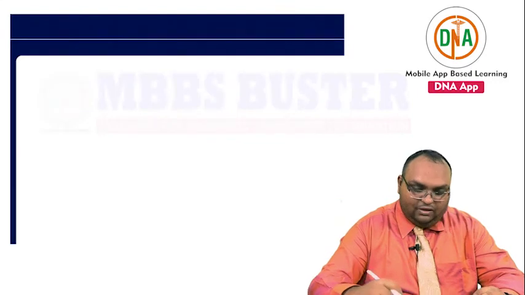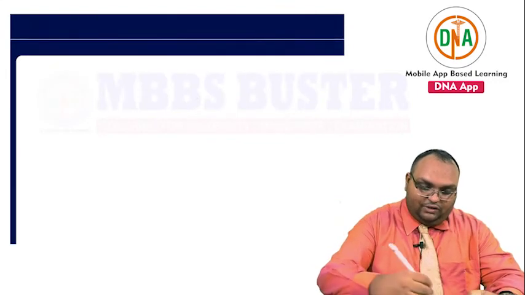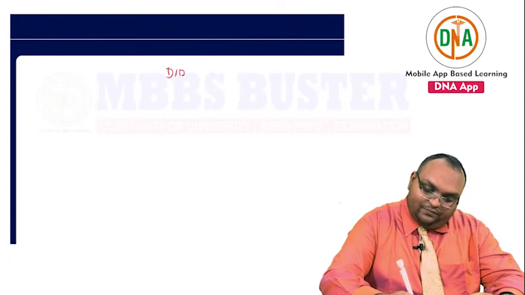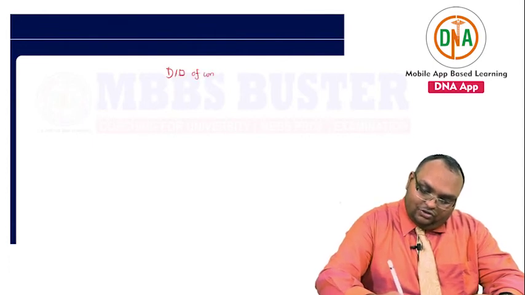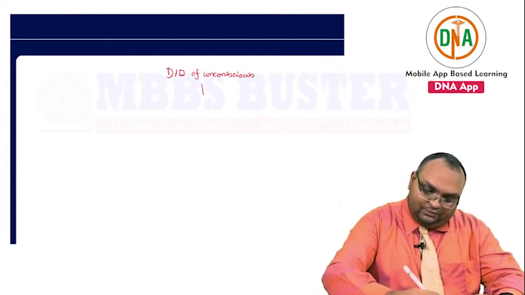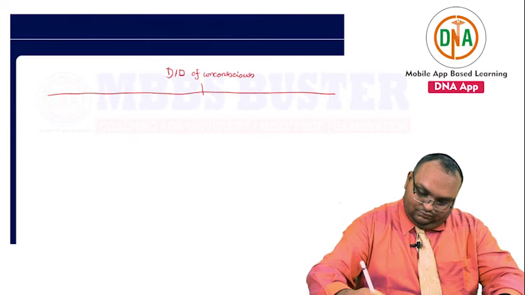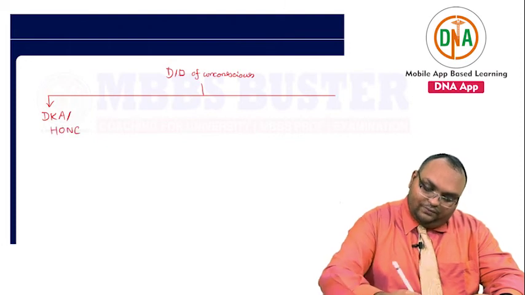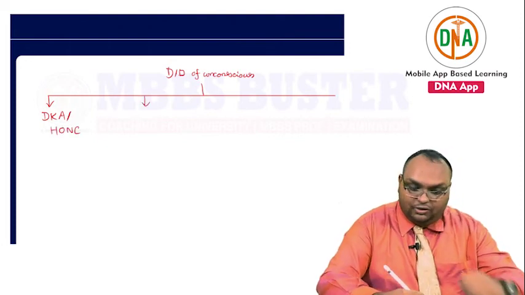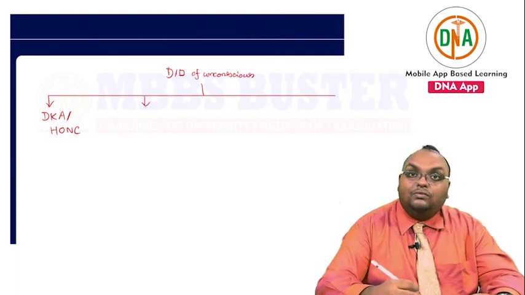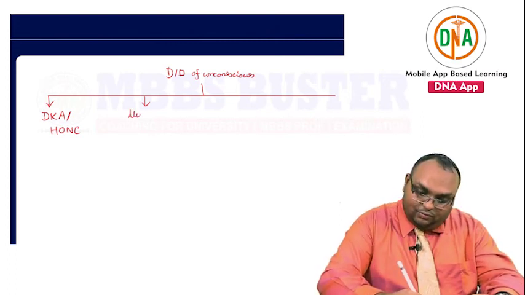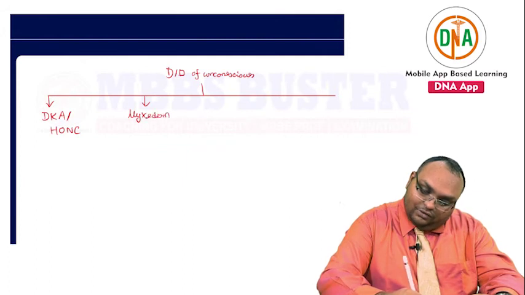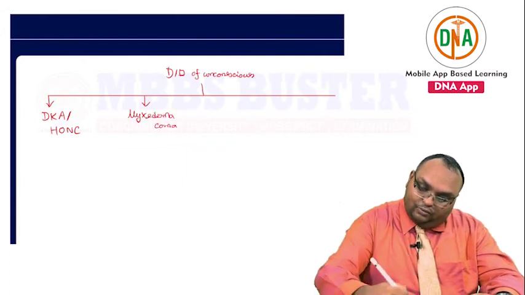So look carefully. What are the DDs of this unconscious patient we have in front of us? The DDs of an unconscious patient we can think of over here would include a diabetic ketoacidosis or a hyperosmolar non-ketotic coma, right? It could include, what? Yes, myxedema coma. It could include a hypoglycemic coma.